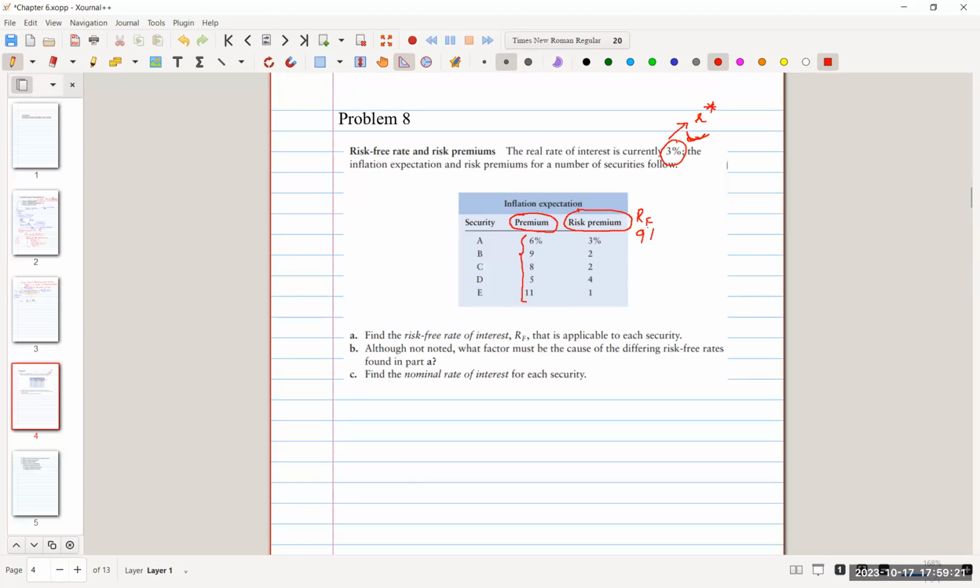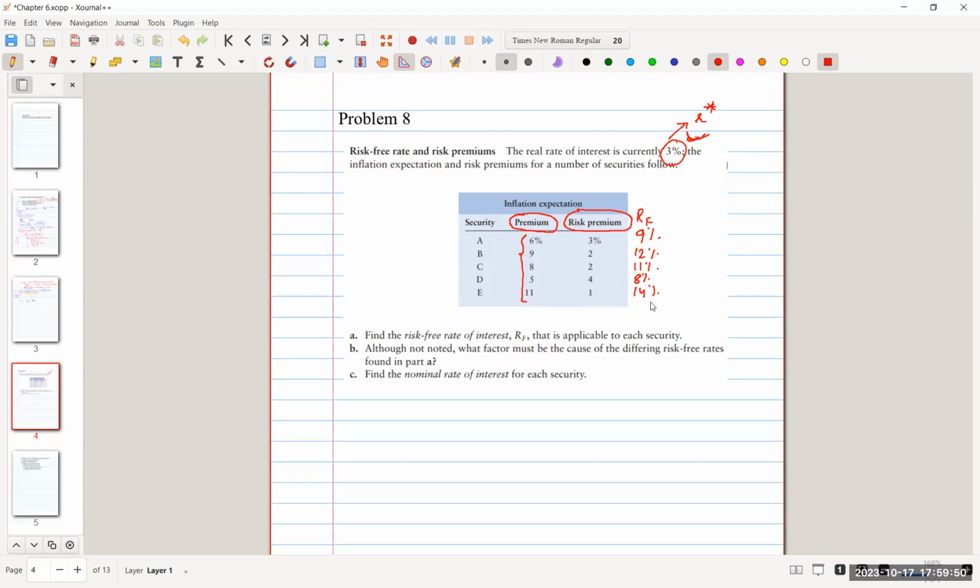So for the first security, it's 3 plus 6, 9%. For security B, it's 3 plus 9, 12%. For security C, it is 3 plus 8, 11%. For security D, it's 5 plus 3, 8%. And 11 plus 3, 14% is the last one. So pretty straightforward there.